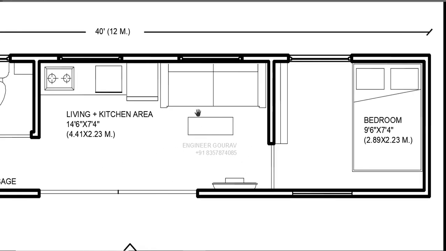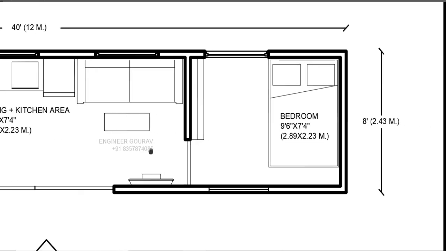You can see here the sofa arrangement, tea table arrangement, TV unit on the front wall, and we have a kitchen cabinet with burner, sink and refrigerator arrangement. Also we have two large size windows for ventilation and light purpose of this area, and on the right side we have bedroom number 1 here.